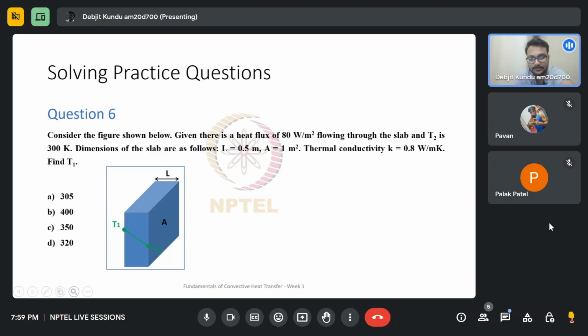So I'll read out the question. Consider the figure shown below. Given there is a heat flux of 80 watt per meter square flowing through the slab and T2 is 300 Kelvin, dimensions of the slab are as follows: L equal to 0.5 meter and area A equal to 1 meter squared. Given that the thermal conductivity of the wall material is K equal to 0.8 watts per meter Kelvin, you have to find what T1 is. Is it option A 305, option B 400, option C 350, or option D 320?